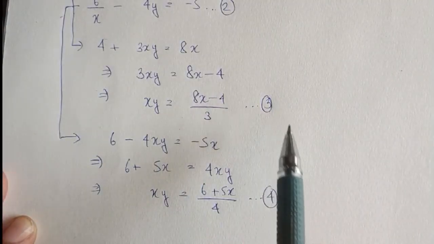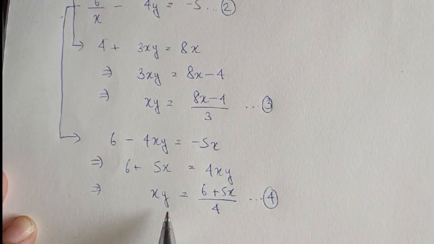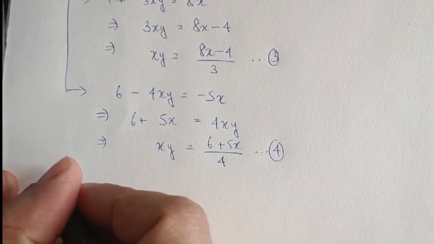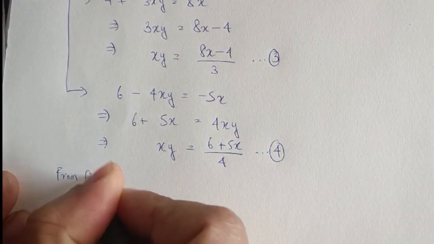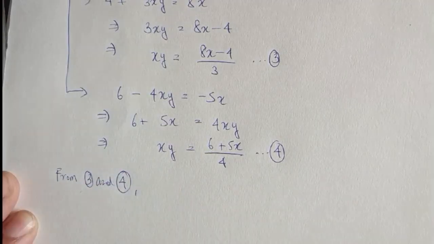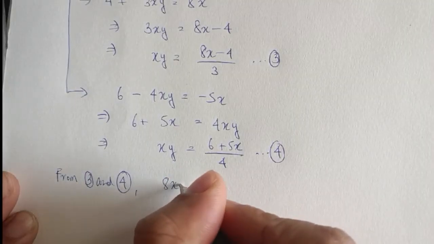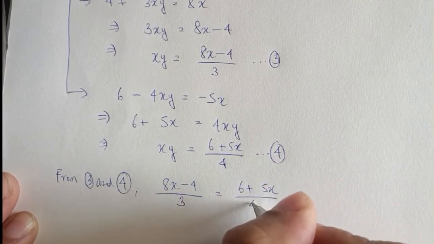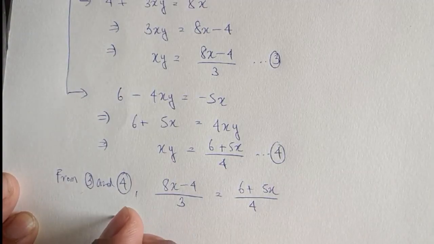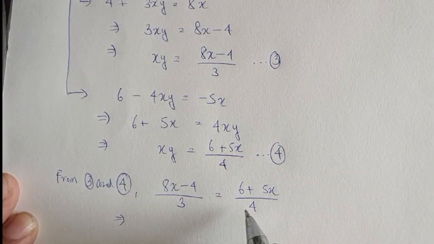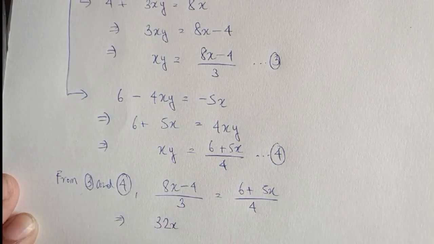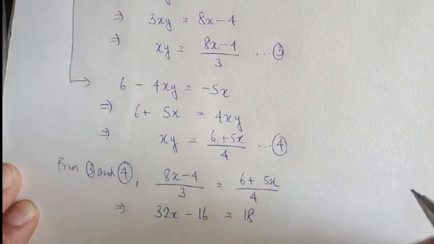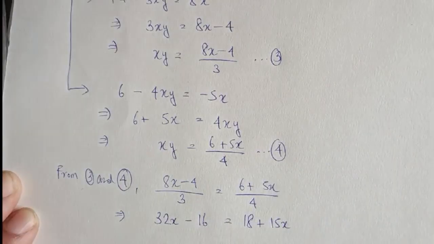Now in equation 3 and equation 4, we have xy on this side and xy on this side, so we can easily solve for this. So from 3 and 4, we get 8x minus 4 by 3 is equal to 6 plus 5x by 4. Now we bring the 3 to this side, 4 to this side. So 4 into 8x, that is 32x minus 16 is equal to 18 plus 15x.